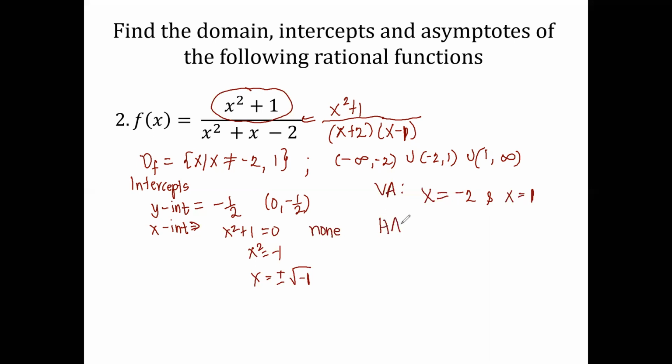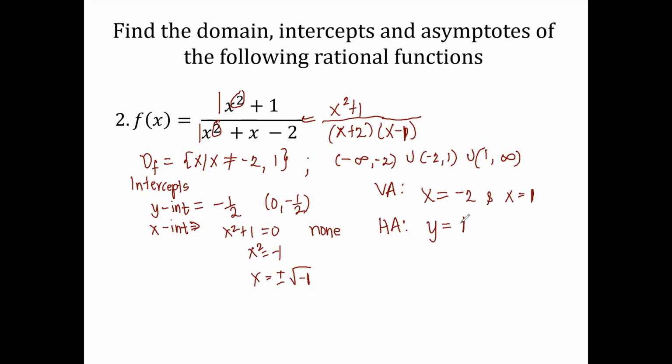Horizontal asymptote, comparing the degree of the numerator and the denominator. What's the degree of your numerator? The degree of the numerator is 2, the denominator is 2, and the coefficients are 1 and 1. So the horizontal asymptote is y equals 1 over 1, or 1. So that's it for the second function.